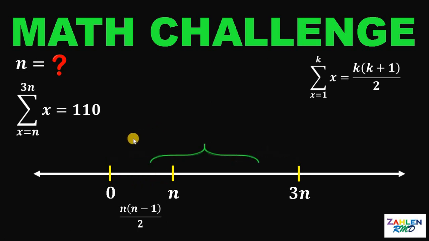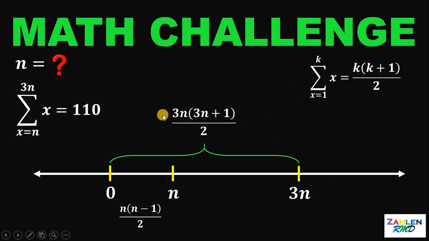Also, we can get the sum from 1 up to 3n. So what we're going to do is to replace all k with 3n. So the sum from 1 up to 3n is just 3n times 3n plus 1 divided by 2.